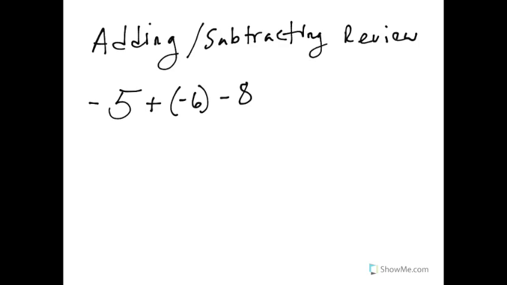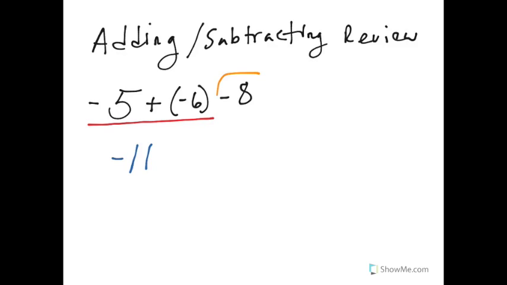So when we're talking about adding and subtracting, remember, order of operations says that when addition and subtraction are left, we work from left to right. So for this particular problem, we're going to start out by doing -5 plus -6. Well, if the signs are the same, we add them together and we keep the sign we had. So -5 plus -6 is -11.